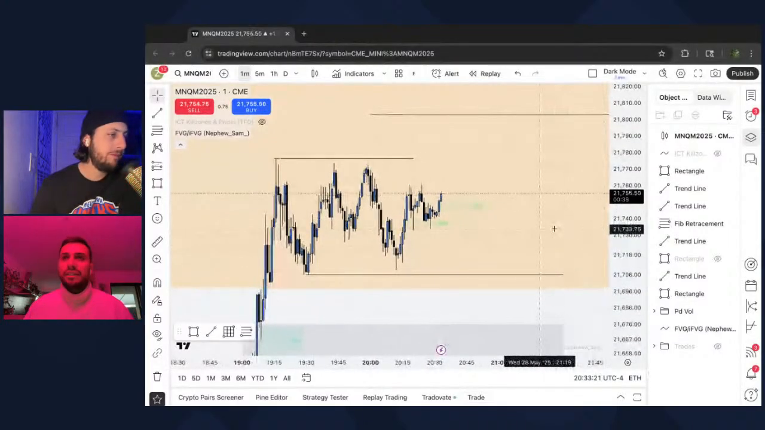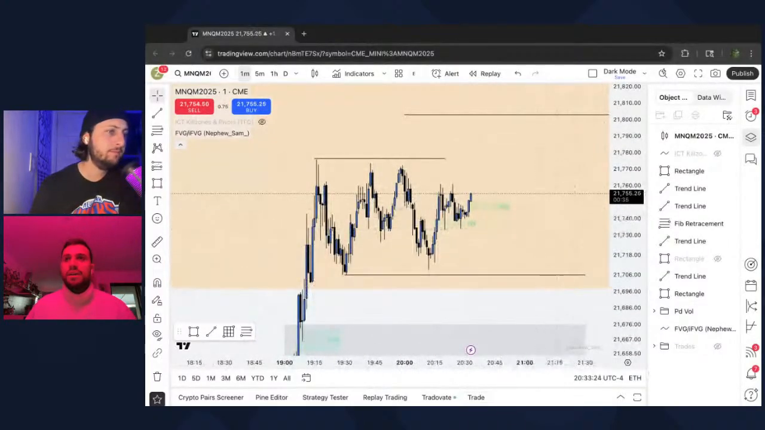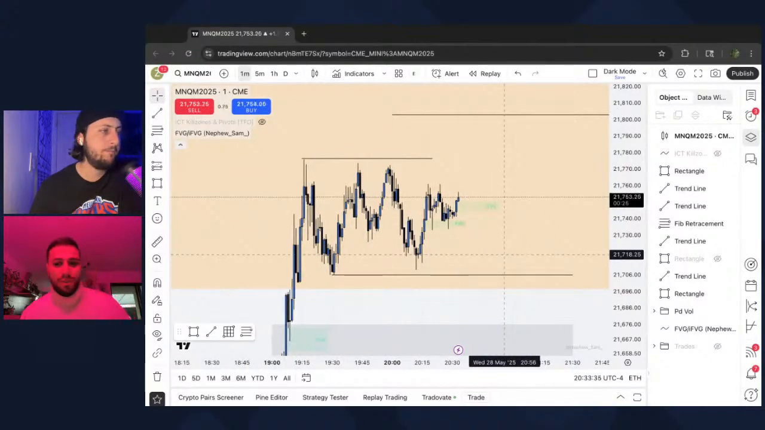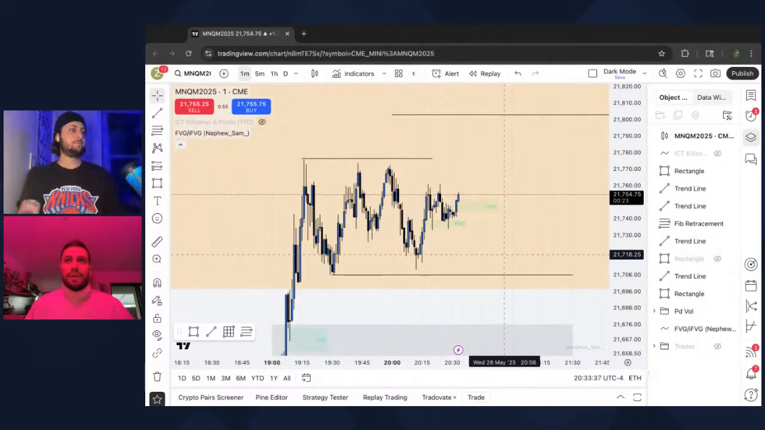This is such an interesting one, man, because I will have to say that my trading style, I'm not just scalping continuously, or I'm not looking for swings continuously.